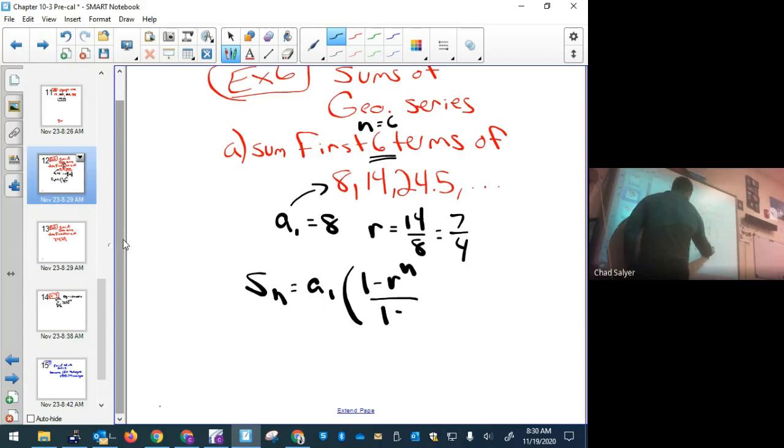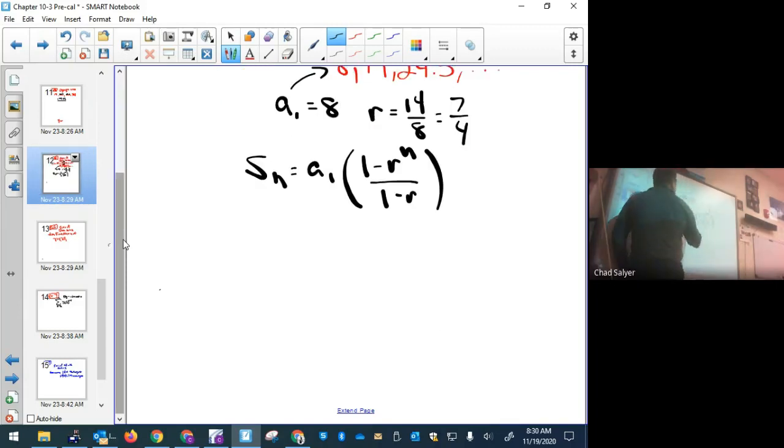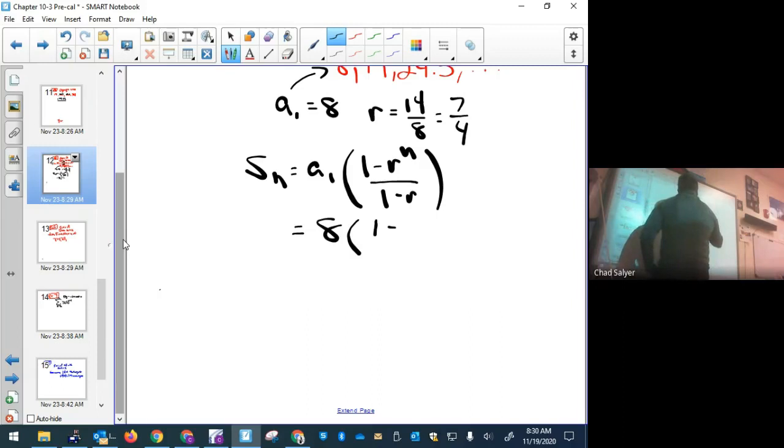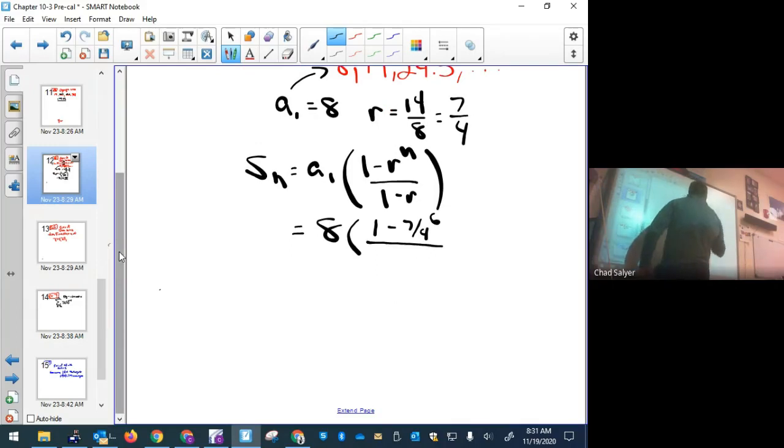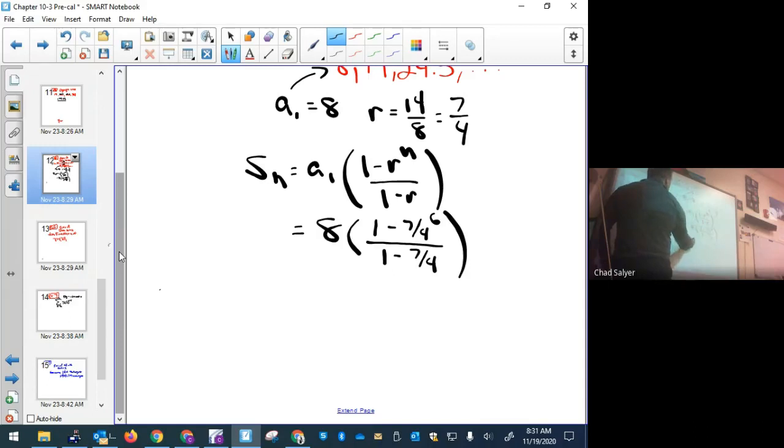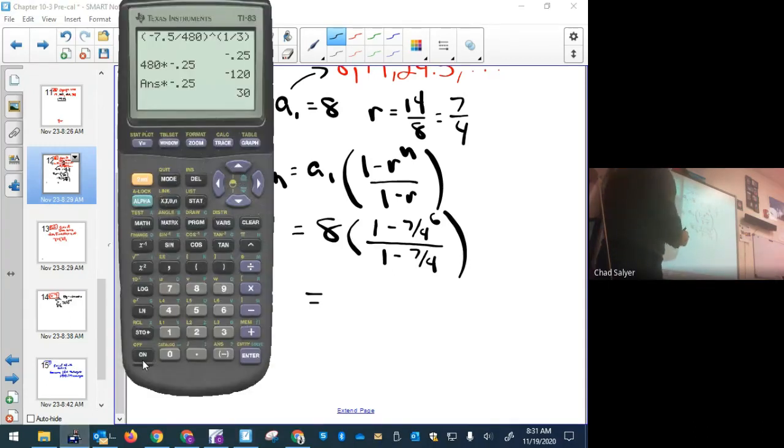Couldn't we use that summation thing, calculator? Yes, which we will on the next example. You can use your calculator for this. So 8 times 1 minus 7 over 4 to the 6th power, over 1 minus 7 over 4. Now this is going to be complicated to put in the calculator. A lot of potential for error here. Watch how I use my parentheses.